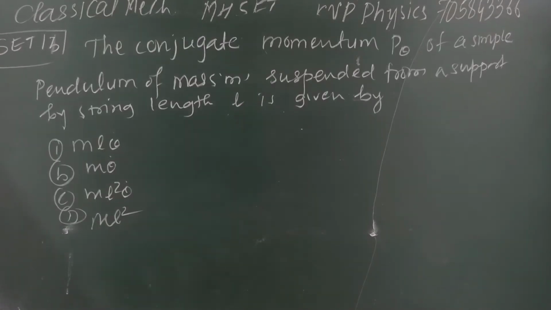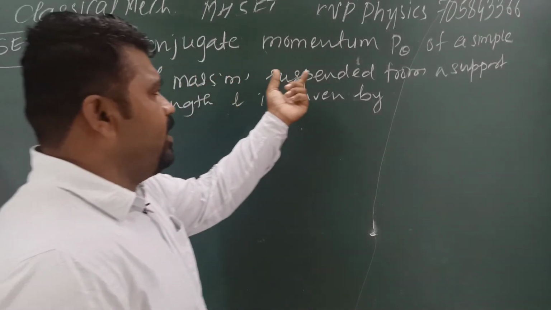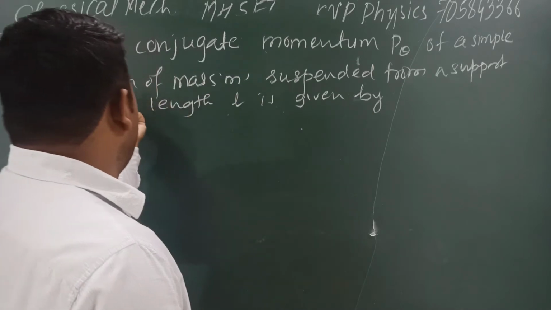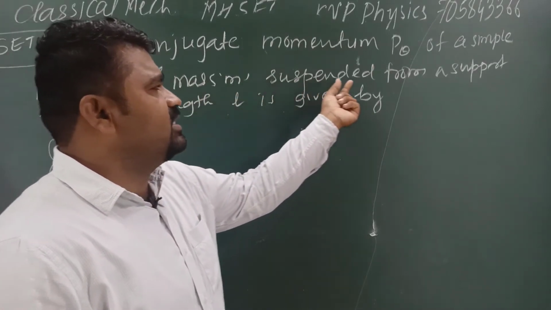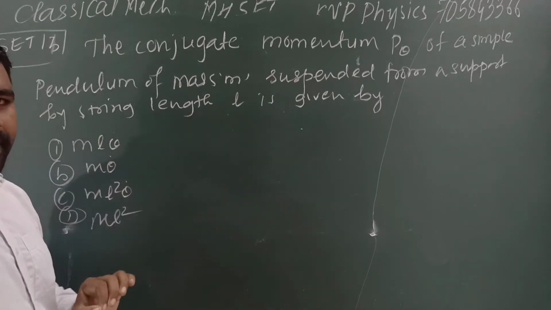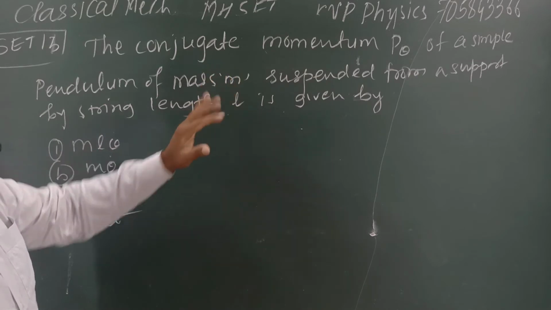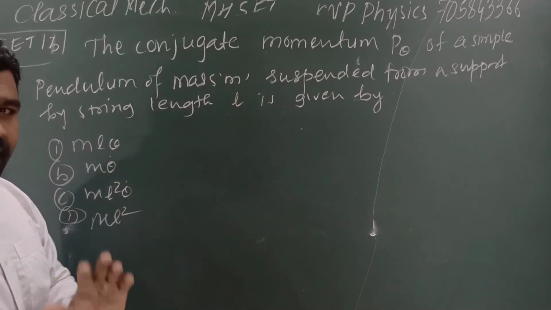Next question. SET 2013. The conjugate momentum p theta of a simple pendulum of mass m suspended from a support by a string of length L is given by. They ask what is the generalized momentum. Conjugate momentum is the generalized momentum.